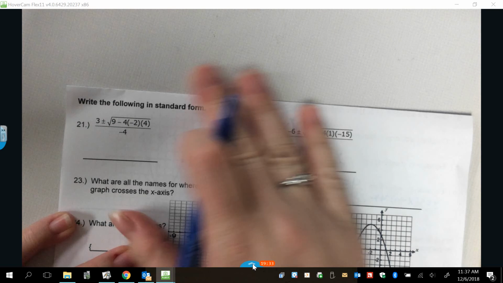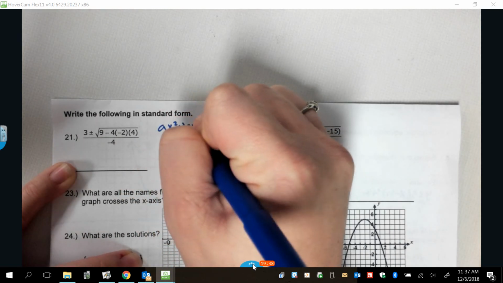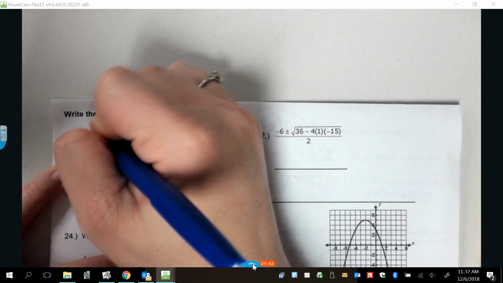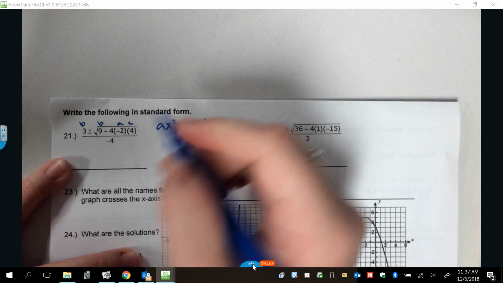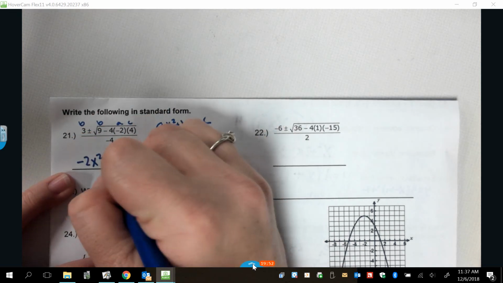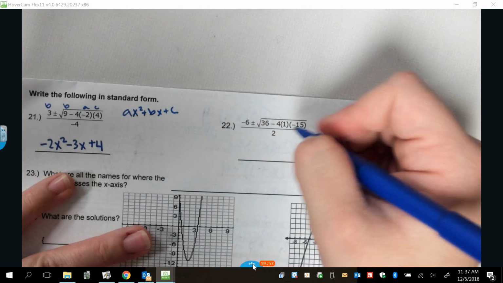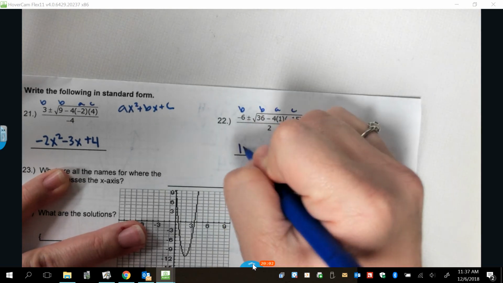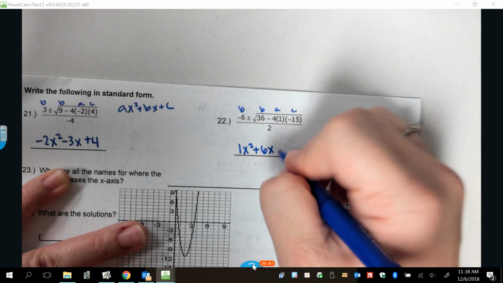Okay, here it says write the following in standard form. Remember, standard form is ax squared plus bx plus c. Remember, that's opposite of this for b. Okay, so a is -2, so -2x squared. B is opposite, so -3x, and c is plus 4. Again, B, B, A, C. Okay, so 1x squared, opposite of negative 6 is positive 6x, and C is minus 15.